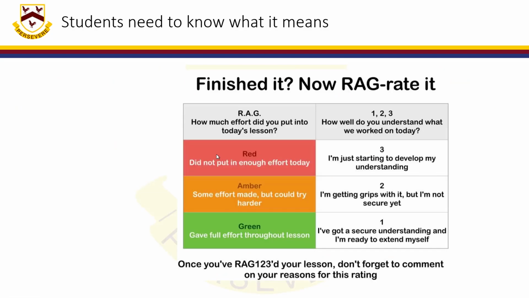And just a little reminder in case you've forgotten how to RAG rate your lessons. Remember, green is for the best effort, amber means you made some effort, and red means that you haven't put enough effort in. And then the understanding part, so that's the RAG, and then the 1, 2, 3. 1, you know exactly what you're doing. 2, you need a bit more practice, not yet secure. And then 3, you're just starting to get into it. Okay, good. So RAG rate the starter, and when you're ready, hit play again, and we'll move on to the next topic.